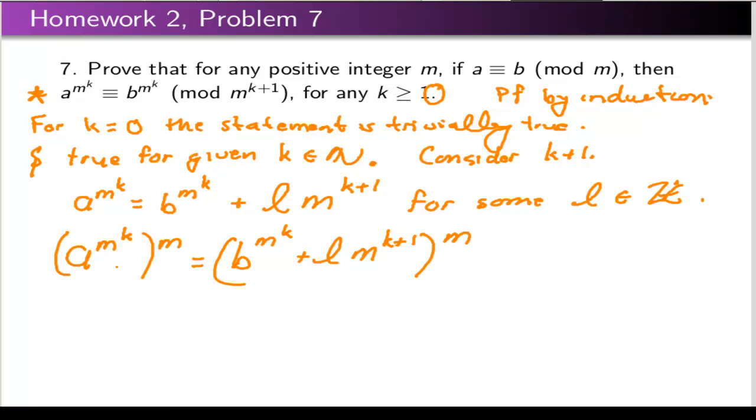Because then I would have m to the k times m would give me an m to the k plus 1 here. And on the right-hand side, I'll just do a binomial expansion. And that should be good enough to get you going.